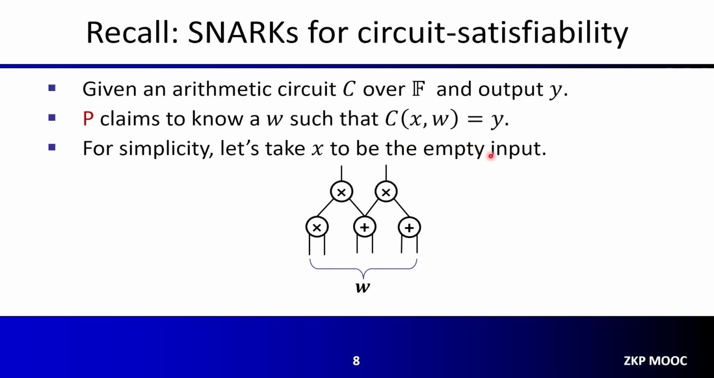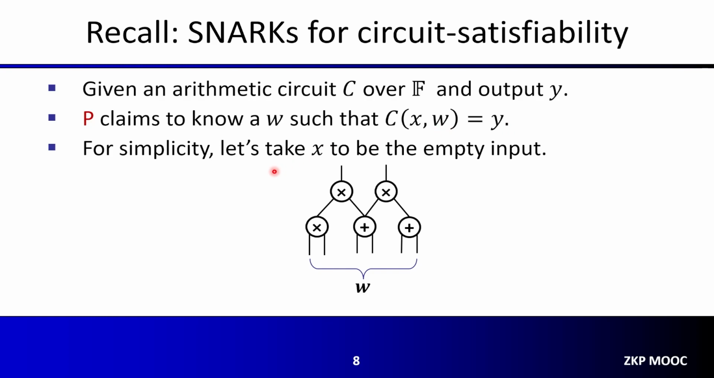So recall that our job is to build a SNARK for proving circuit satisfiability, which means that given an arithmetic circuit C defined over a finite field with addition gates and multiplication gates and an output Y, the prover P is trying to claim that he knows a witness W such that C of X comma W equals Y, where X is the public input known by the verifier.